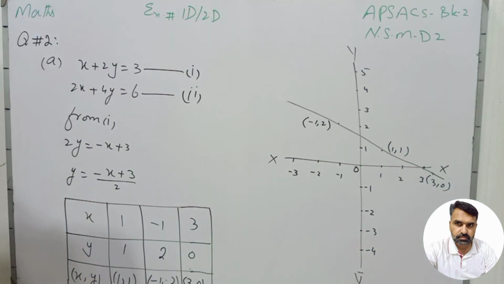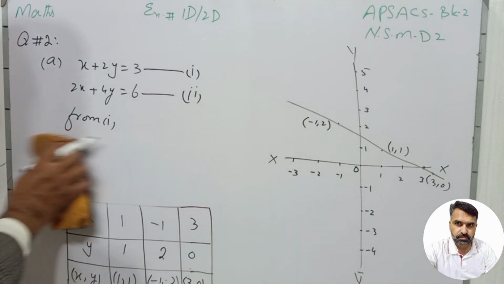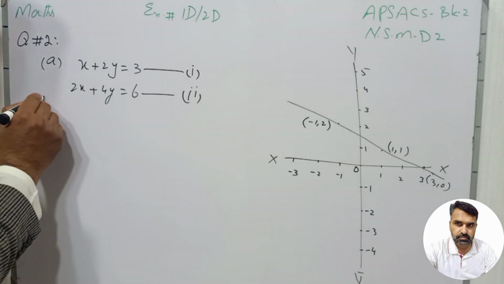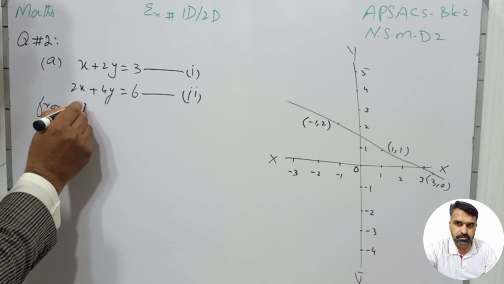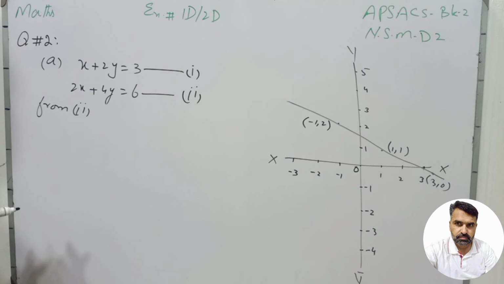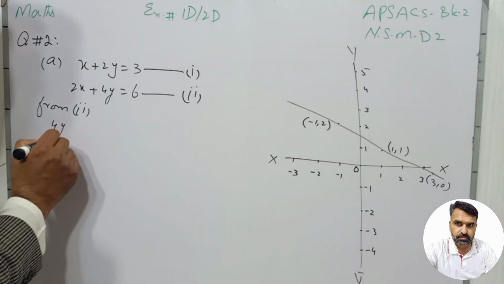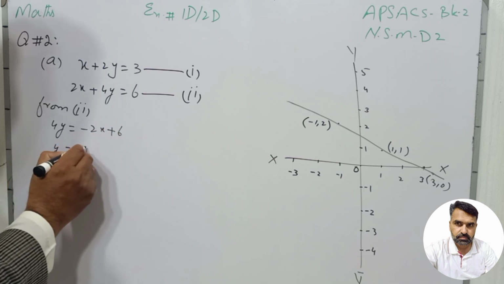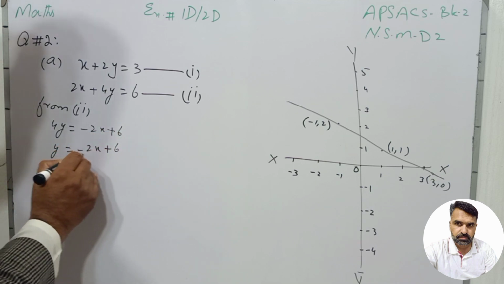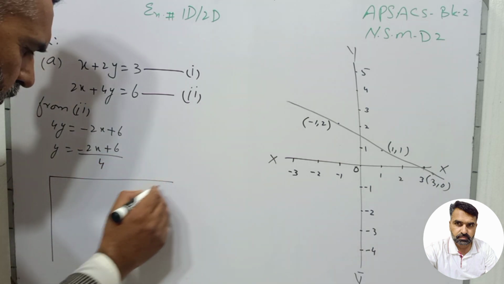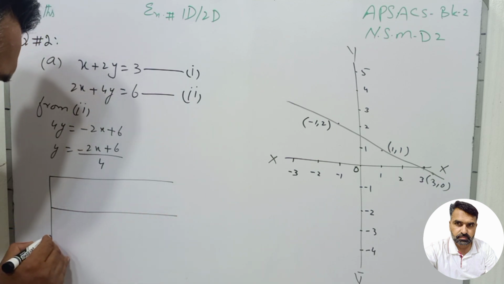Now students, we will select equation number 2 and use the same process to find the ordered pairs. From equation number 2, this 2x is plus on the left side. When we transfer it to the other side, it will become minus, and 4y will be equal to -2x plus 6, and y is (-2x plus 6) over 4. Again students, we will make the table having 3 rows and minimum 4 columns.